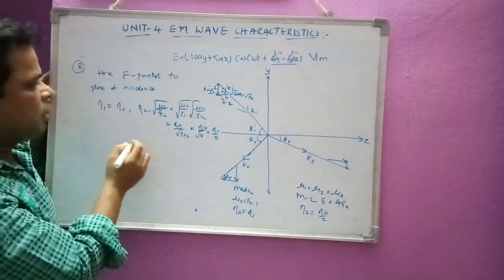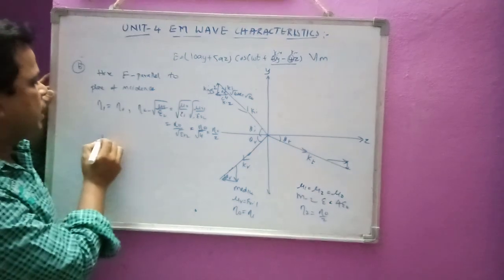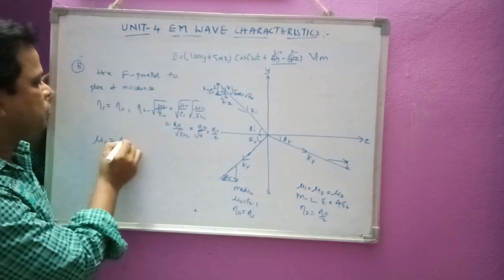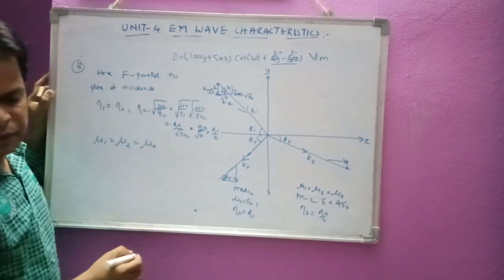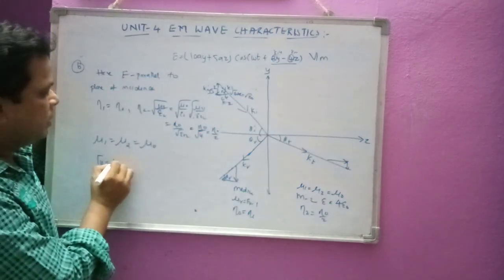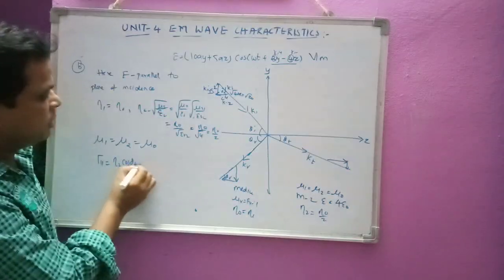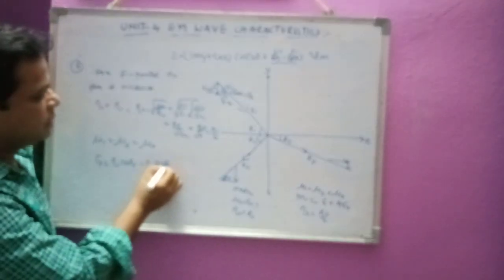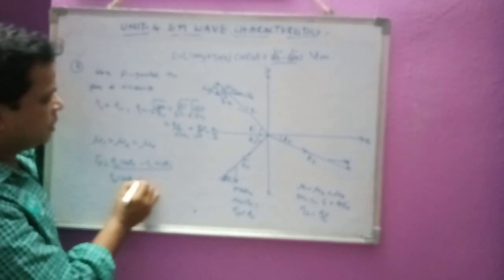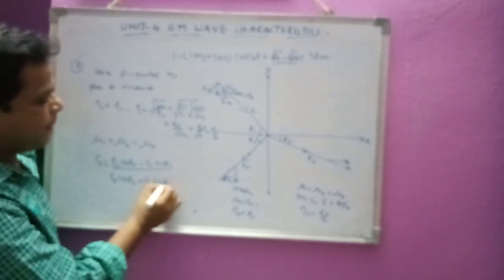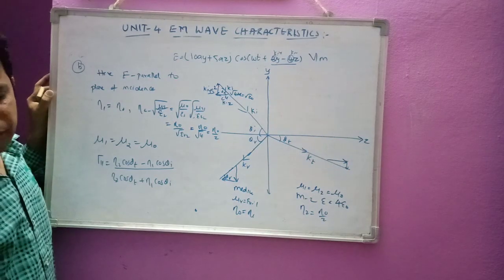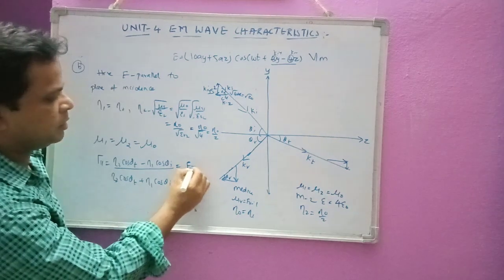Now let me do a small analysis here. We know that he has given mu 1 is equal to mu 2 is equal to mu naught. From this analysis I can write the gamma parallel formula as (eta 2 cos theta t minus eta 1 cos theta I) by (eta 2 cos theta t plus eta 1 cos theta I). Okay. Now I can use this formula, that is equal to ER naught by ER naught.